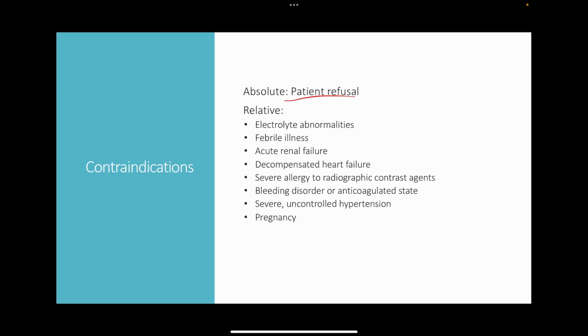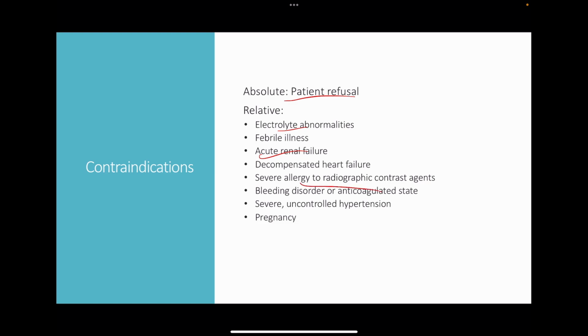Contraindications, patient refusal is really the only one with a cardiac catheterization. Relative electrolyte abnormalities, renal failure are your big ones because you have to get rid of that contrast agent. We have to get rid of it, metabolize it. The kidneys are what do a lot of it. So watch kidney function before you give them that stuff.